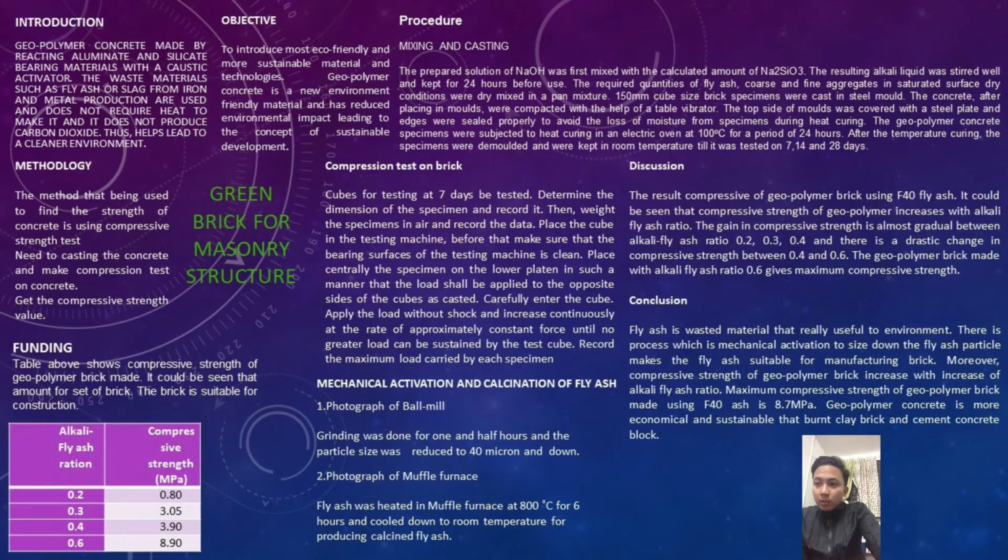The geopolymer concrete specimen was subjected to heat curing in an electric oven at 100 Celsius for a period of 24 hours. After the heat curing, the specimens were demolded and kept at room temperature till they were tested at 7, 14 and 28 days. Then go through the second procedure, which is the compression test on brick.